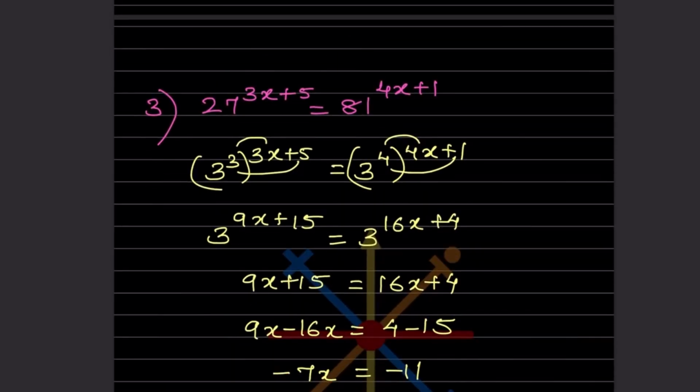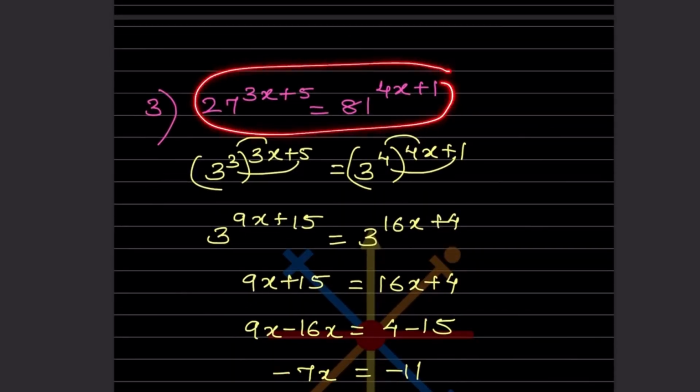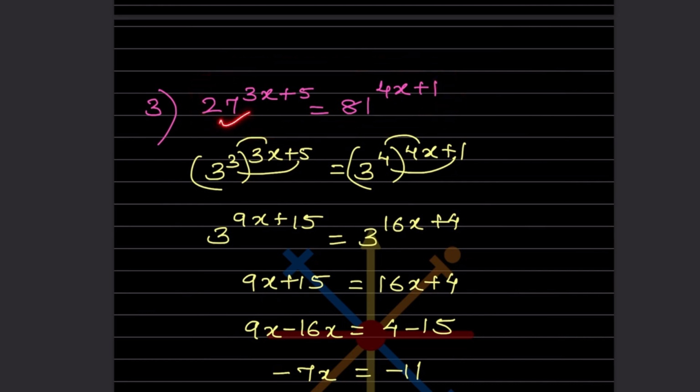Now look at this problem over here. This is the question given. Now again the bases are different, the exponents also are different. So let us make the base the same. So 27 is 3 into 3 into 3, and 81 will be 3 4 times. Here again you are going to make 3 raised to 4, and the exponent is the same.